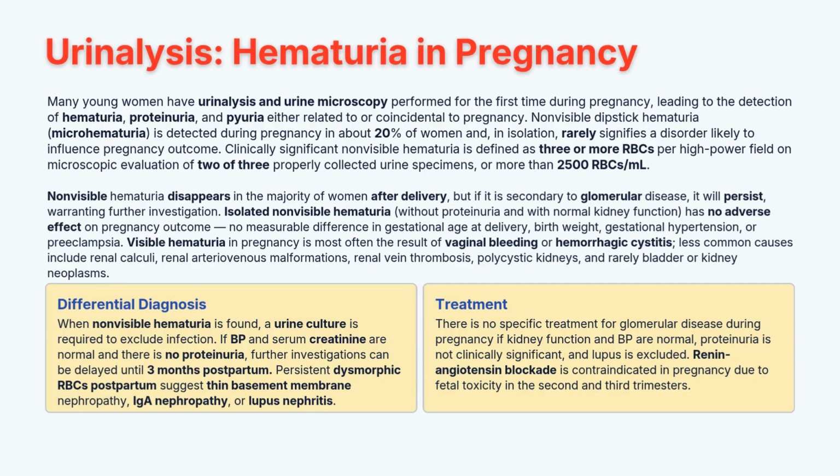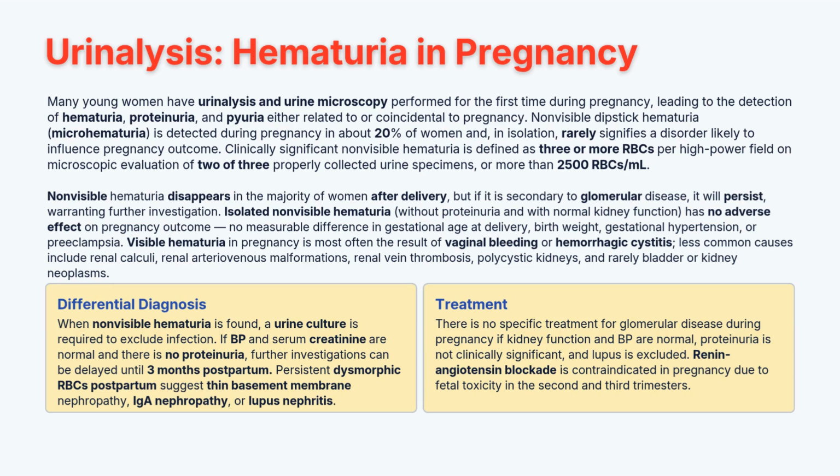Microscopic hematuria is actually quite common during pregnancy and may be found in about 20% of women. In many cases, it's discovered incidentally because pregnancy is often the first time young women undergo repeated urine testing. Isolated microscopic hematuria, especially without proteinuria or impaired kidney function, usually doesn't affect pregnancy outcomes. Most women with isolated microscopic hematuria have a normal gestational age at delivery and normal birth weight and no increase in risk of preeclampsia.